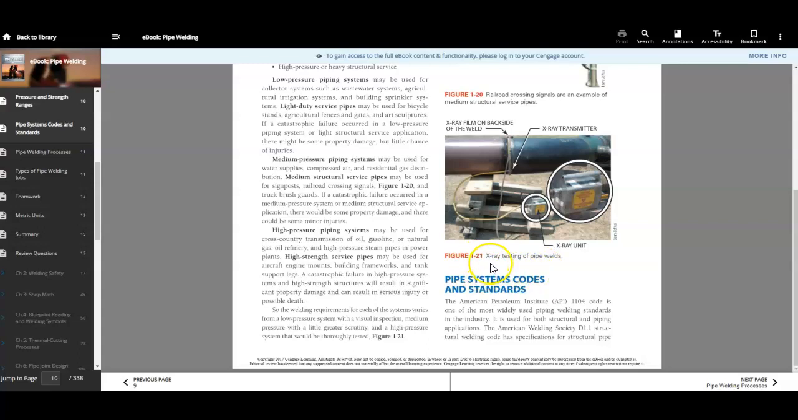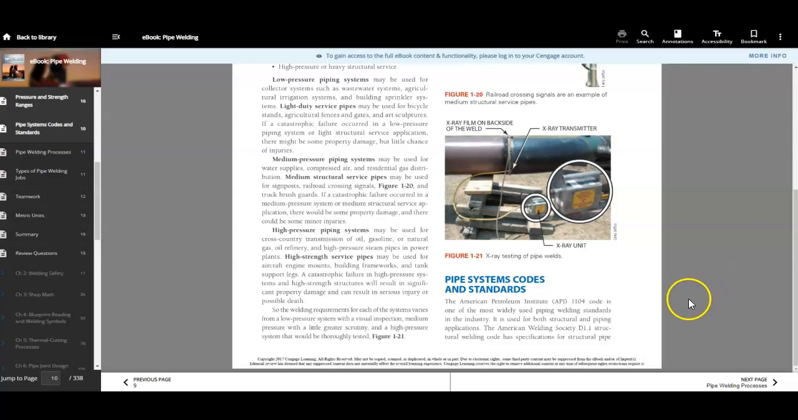Figure 1-21, X-ray testing of pipe welds. Pipe system codes and standards. The American Petroleum Institute API 1104 code is one of the most widely used piping welding standards in the industry. It is used for both structural and piping applications.